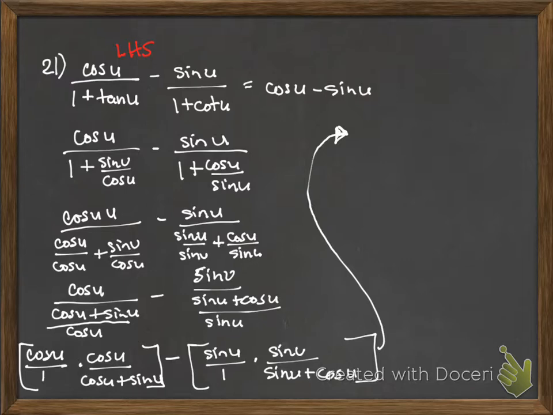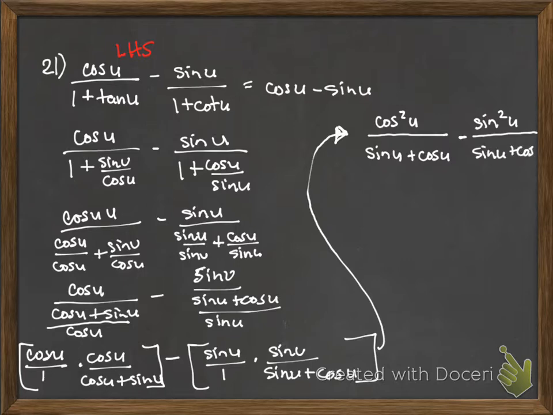Cosine u times cosine u is cosine squared u over, and I'm going to put sine u first. The reason I can do this is addition is commutative, meaning I can change the order without really affecting the result. So minus sine u times sine u is sine squared u over sine u plus cosine u. Okay, now my next step is to combine like terms. So cosine squared u minus sine squared u over sine u plus cosine u.